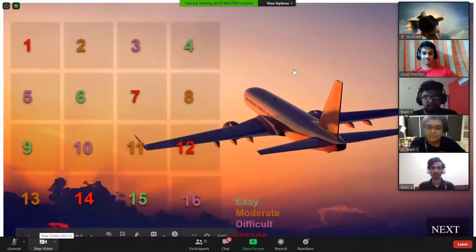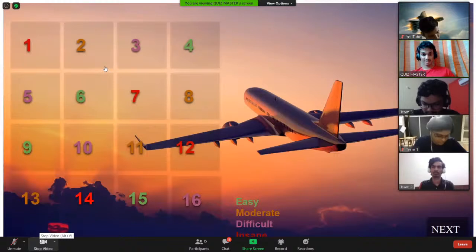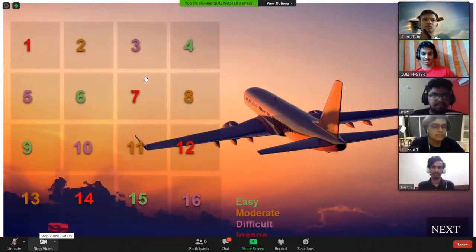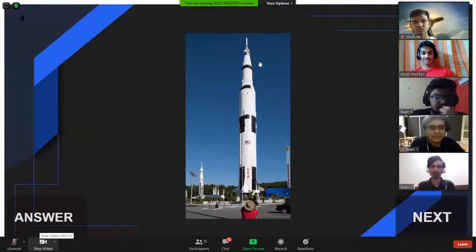So team 2 has chosen. Team 2, which question do you want to choose? I think I'll go with 4. Question number 4? Yeah. Okay, cool. Another easy question. This is a rocket, not a plane. So there are some space questions here which we hope you'll get.